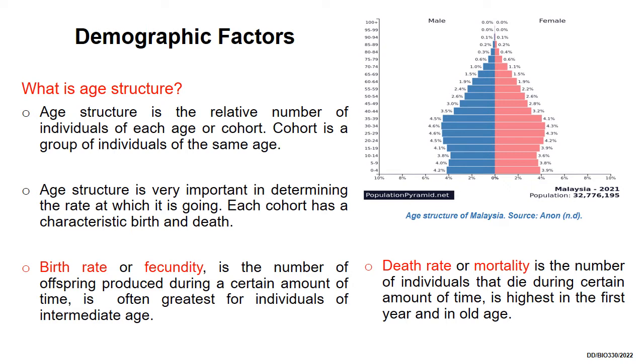Birth rate, or sometimes we use the term fecundity, is the number of offspring produced during a certain amount of time. It is often greatest for individuals of intermediate age. Meanwhile, death rate or mortality is the number of individuals that die during a certain amount of time, and is highest in the first year and in old age. This diagram demonstrates the age structure of Malaysia in 2021 with a population of 32 million plus.